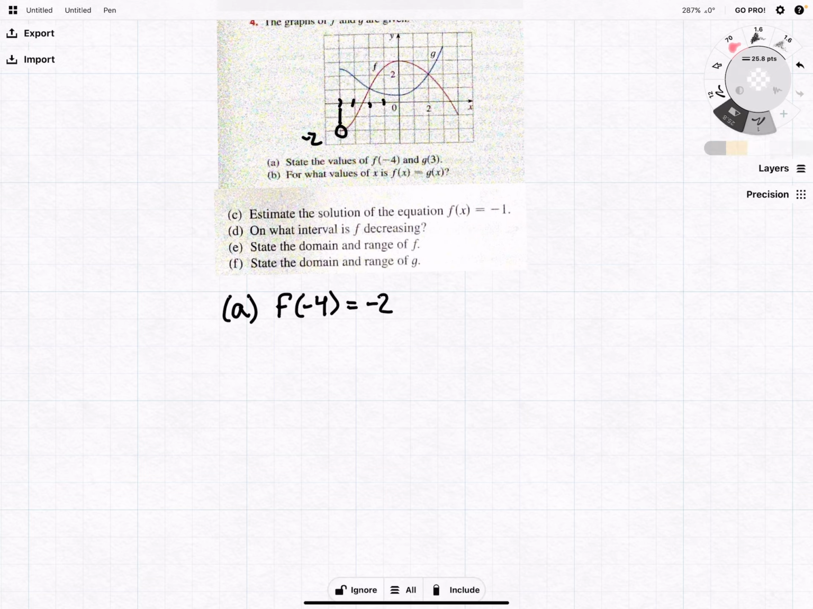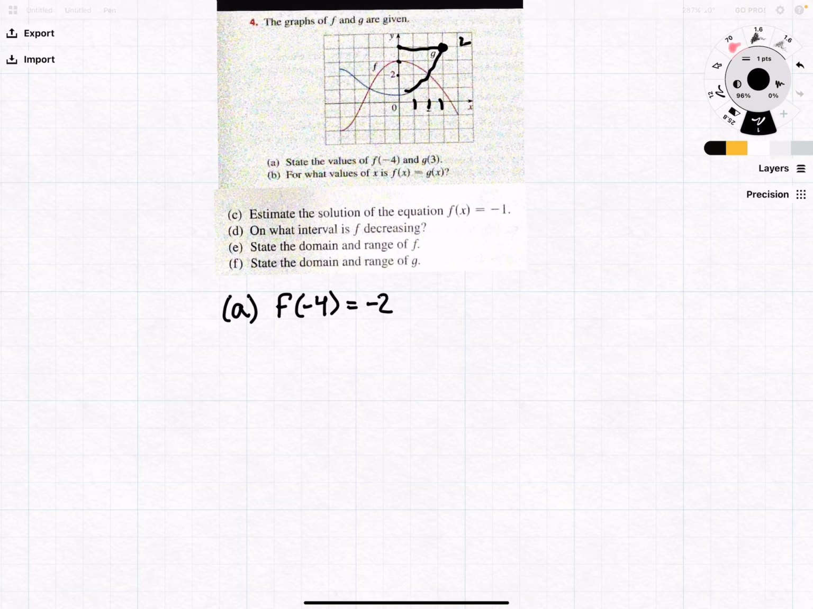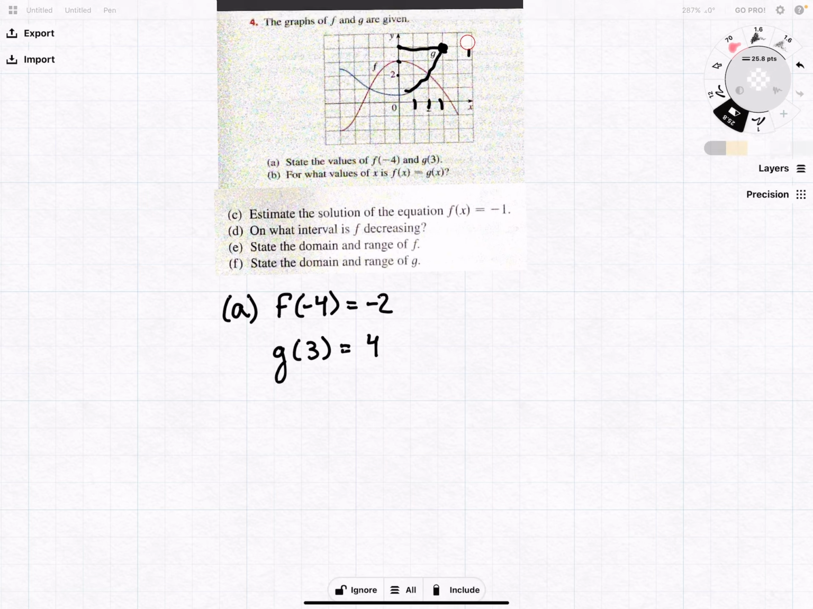Great, okay. And then after that, we're going to have g of 3. So 1, 2, 3, and we're on the g graph, right? So there we are, g of 3, 2, 3, 4. Looks like it's 4. So we go over 3 and up 4. G of 3 equals 4. Great, okay.